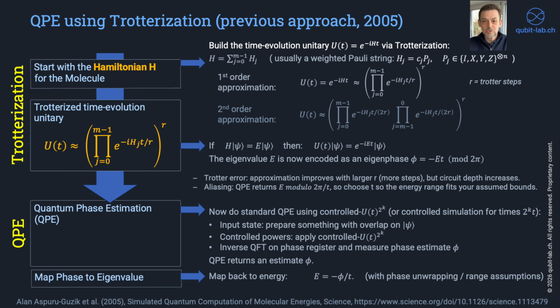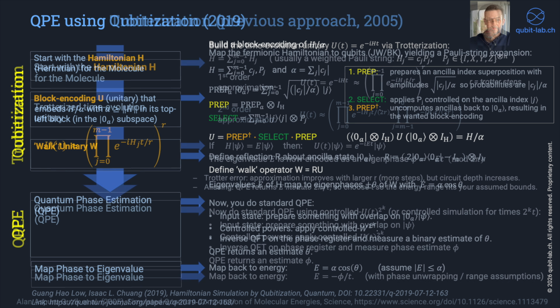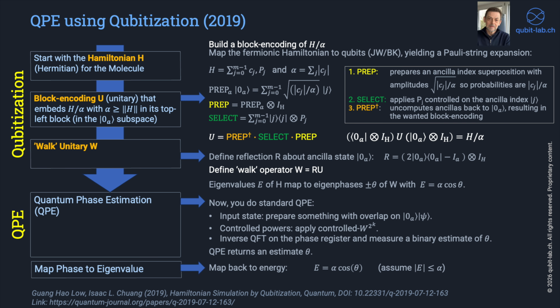QPE still uses controlled powers U of t to the power of 2 to the power of k, and we map the measured phase back to an energy with the usual 2 pi wraparound caveat. For qubitization, another variant of QPE, we avoid Trotter step size error by using a walk operator whose eigenphases encode energy. This happens in 2 steps. First, build a block-encoding unitary representation of H divided by alpha, called U, and then use U to define a walk operator W, which delivers the required properties.